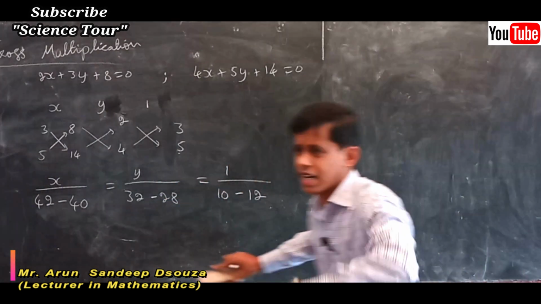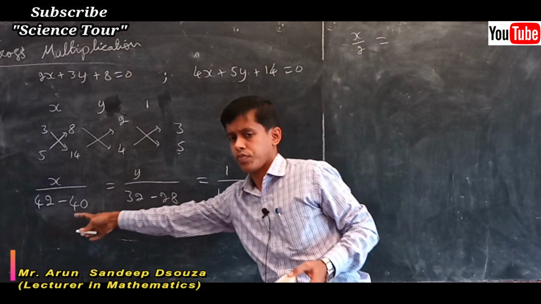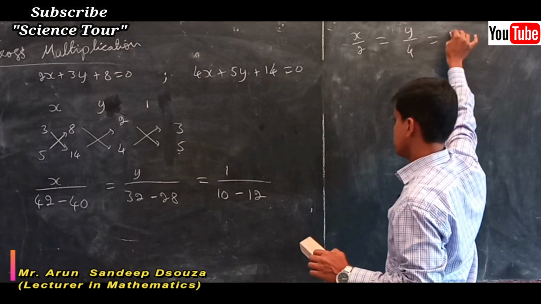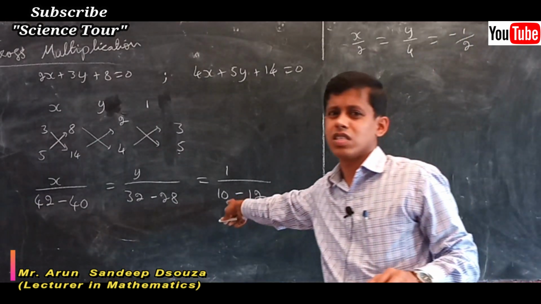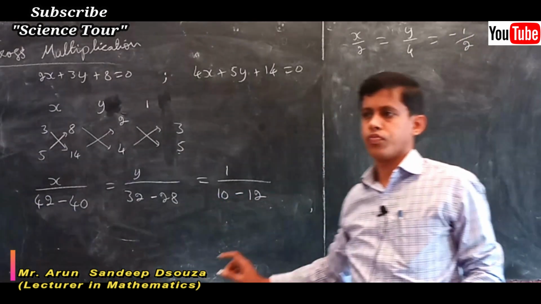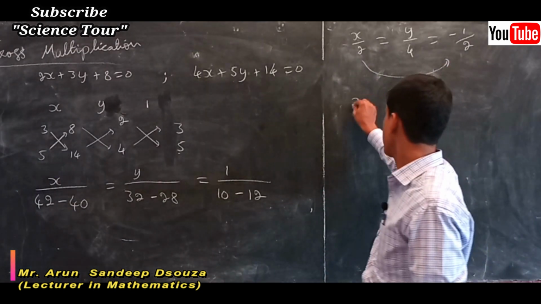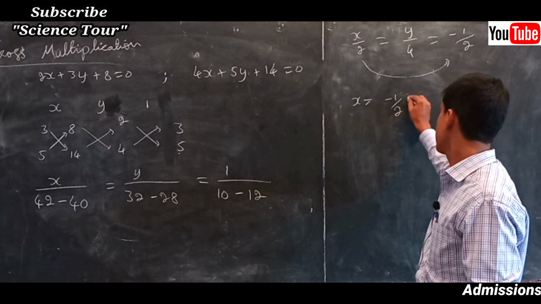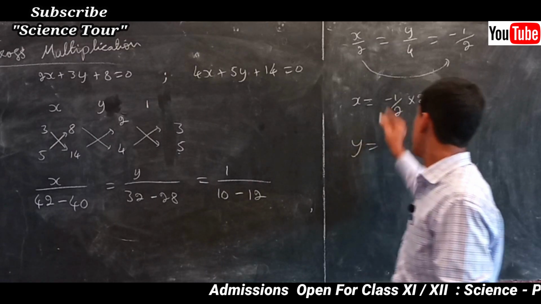So, let me simplify and write so that it is easy for us. So, x by 2 and then y by 4, and that is equal to minus 1 by 2, because this is 10 minus 12, that is minus 2, okay. Now, we need the value of x, therefore, x is equal to this 2 will come here, correct. So, minus half into 2, that is minus 1, and then what is the value of y?